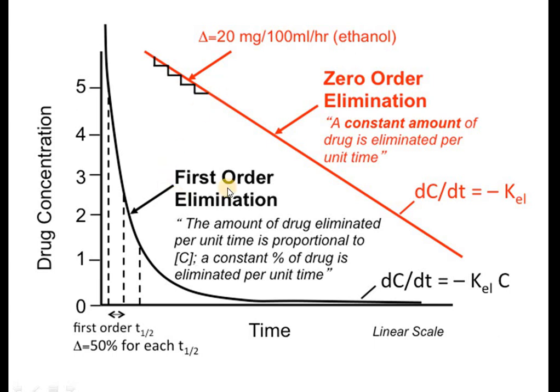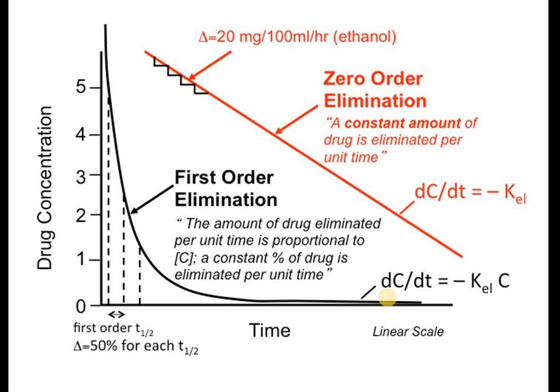In case of first order elimination, the amount of drug eliminated per unit time is proportional to the plasma drug concentration. So the amount of drug eliminated per unit time is dependent on your plasma drug concentration, that is nothing but the first order elimination. First order elimination में क्या होता है, मान लीजिए कि आपके ब्लड में concentration ड्रग का बहुत ज्यादा है, उस टाइम पे रेट ऑफ एलिमिनेशन भी ज्यादा. जैसे जैसे concentration ब्लड में कम होते जाएगा वैसे वैसे elimination rate भी कम होते जाएगा, that is nothing but the first order kinetics.